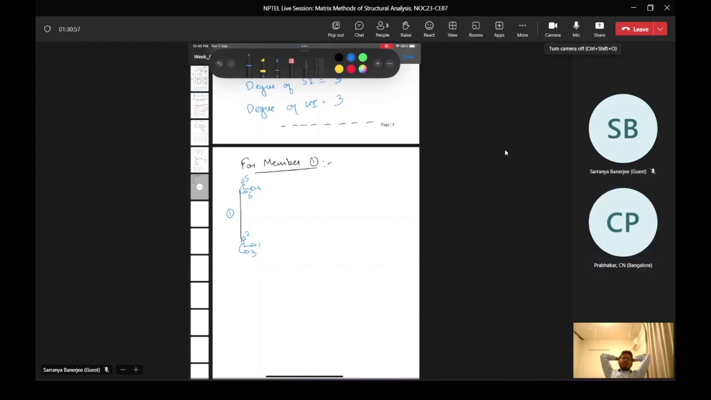Okay, about the banded matrix. Why is it so important? I quite often read or heard, okay, you'll get a banded matrix. What exactly is it? Okay, let me think about it.